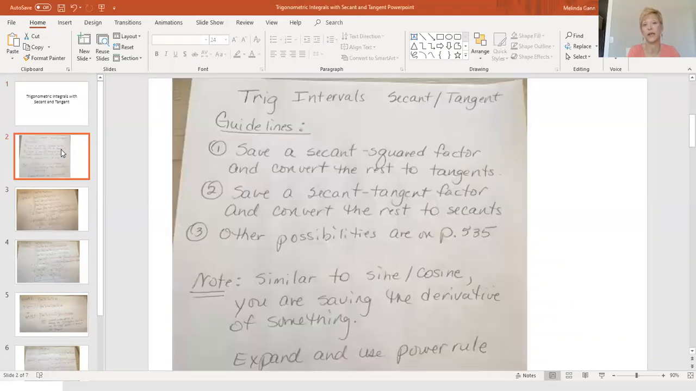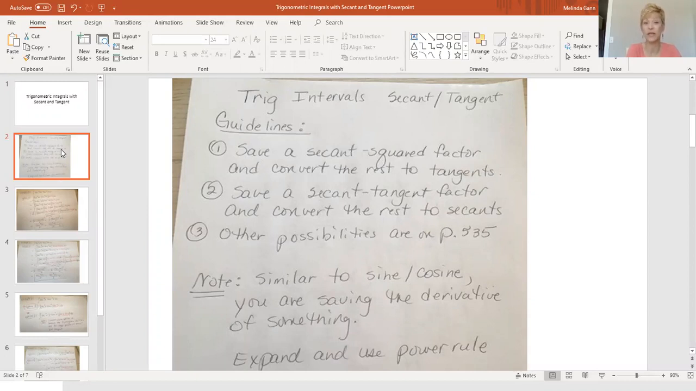Okay, so it says trig integrals with secant tangent guidelines. Like I just told you, one possibility is to save the secant squared factor and then convert all the remaining things to tangents, because the derivative of tangent is secant squared. Option number 2, save a secant tangent factor. In other words, 1 secant times 1 tangent. Now, what is secant tangent the derivative of? Well, it's the derivative of secant. So if you save a secant tangent, everything turns into secants.